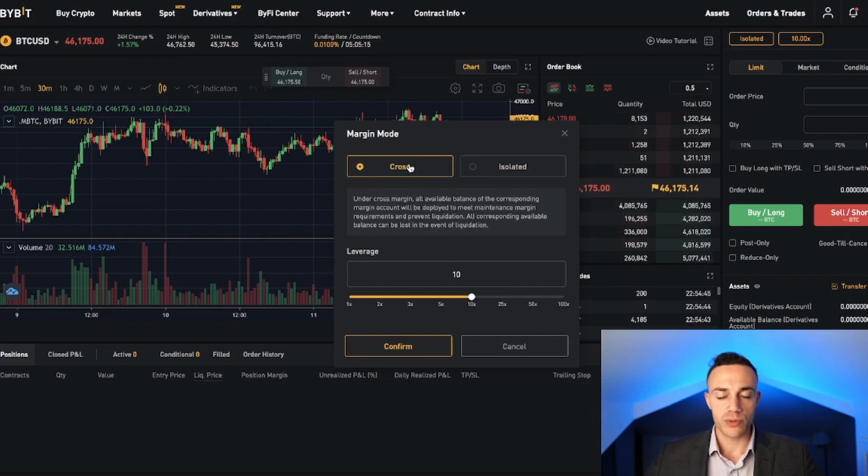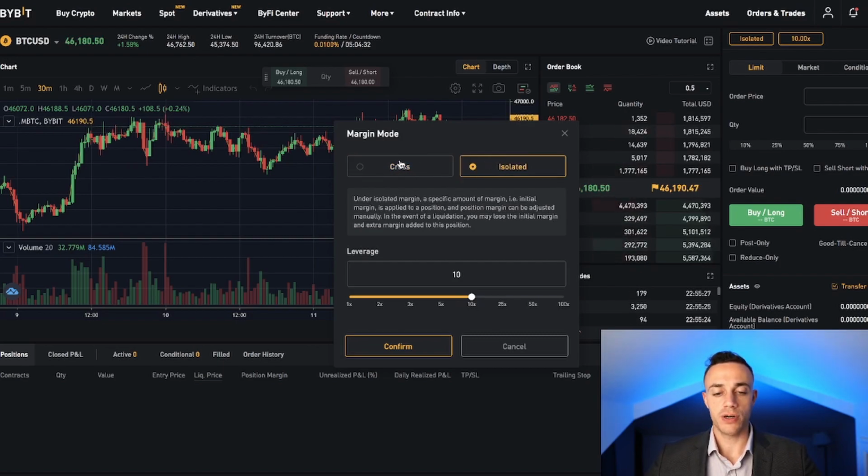With cross, which is more popular actually, means that all of the collateral in your account can be used for all of your positions. So cross margin allows you to be more flexible because all of the available balance in your account will be used to cover the margin. With isolated, you need to make sure that you have enough isolated margin in your account to cover that position. So cross I'm going to go with right now because it's just way easier.